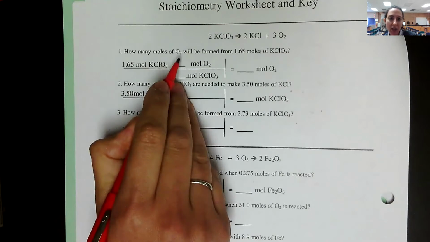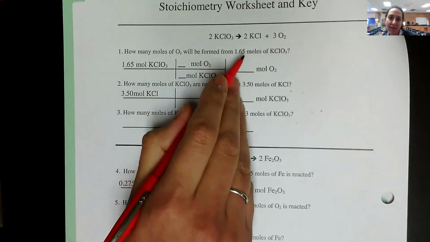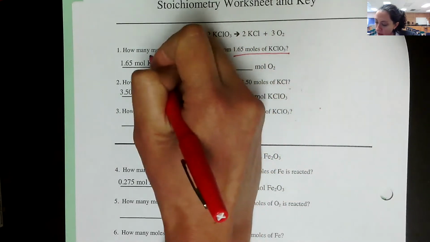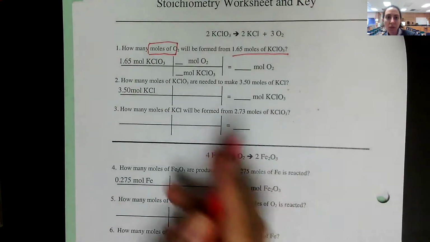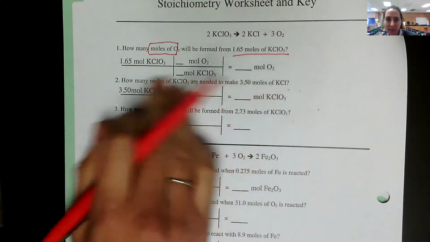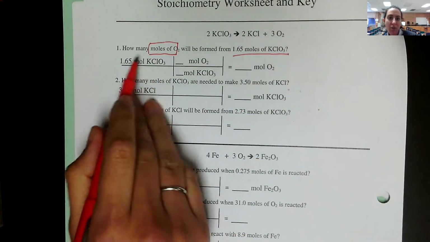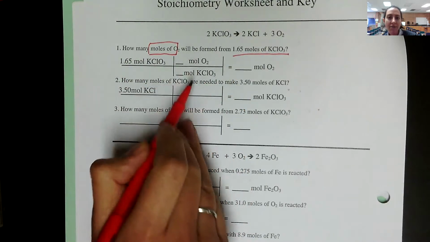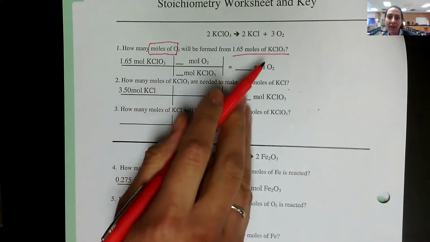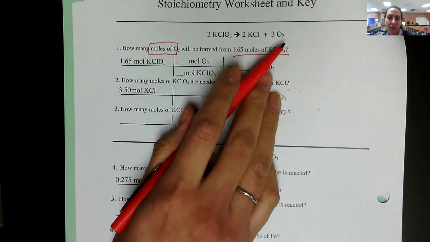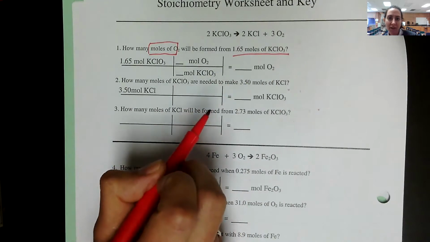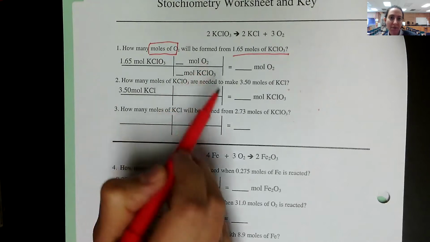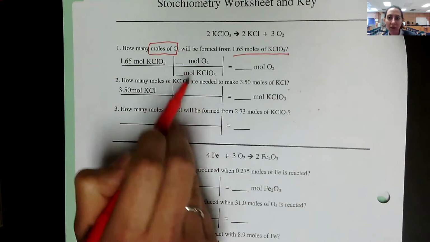So how many moles of oxygen will be formed from 1.65 moles of potassium chlorate? This is the information we've been given, and we are trying to find moles of oxygen. This problem is already set up for us in the skeleton format. So we start with the number from the problem, and now we just need to find the molar ratio between potassium chlorate and oxygen so that we can figure out moles of oxygen. They've already set this up so that the moles of potassium chlorate is on the bottom and the moles of oxygen on top. And now we just have to fill in the correct numbers.